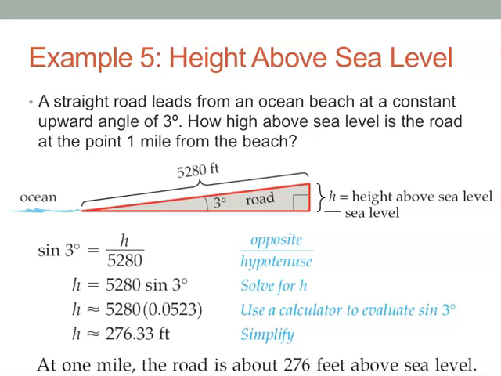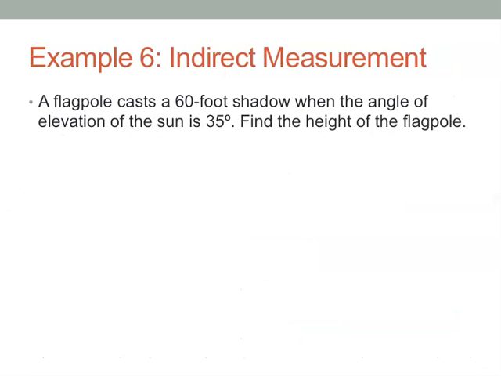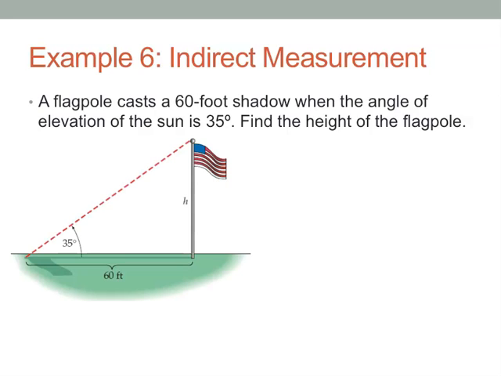Okay, our last example is an example of what we call indirect measurement. So here, a flagpole casts a 60-foot shadow when the angle of elevation of the sun is 35 degrees. Find the height of the flagpole. So here's an example where you would be able to come up with a measurement of the flagpole without needing to take some sort of measurement all the way up to the top of the flagpole and then bring it all the way down to the bottom just to see how tall it is.